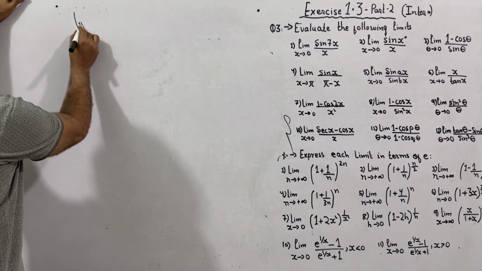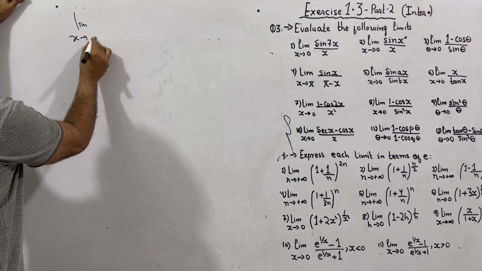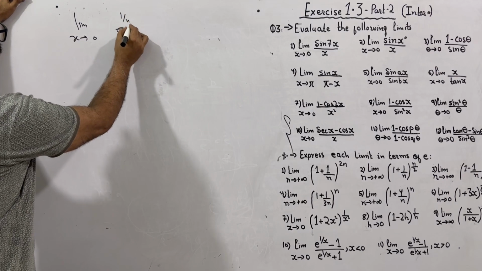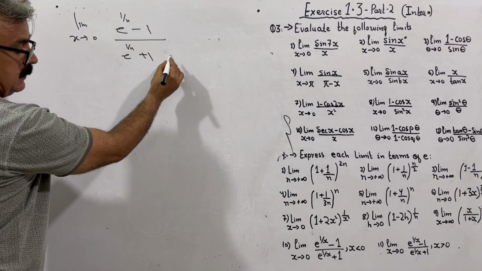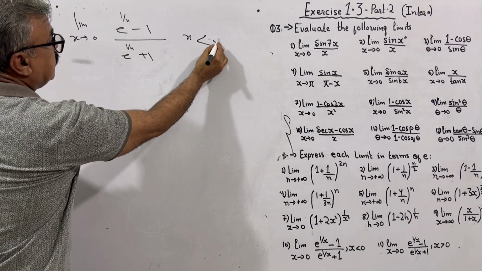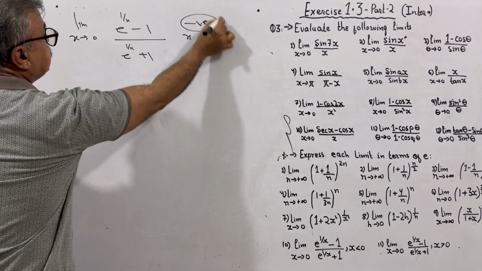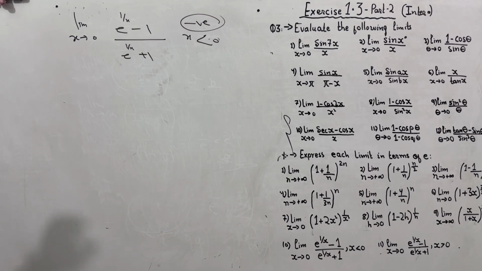Limit x tends to 0 of (e raised to 1 over x minus 1) over (e raised to 1 over x plus 1), where x is less than 0. X is less than 0 means negative.